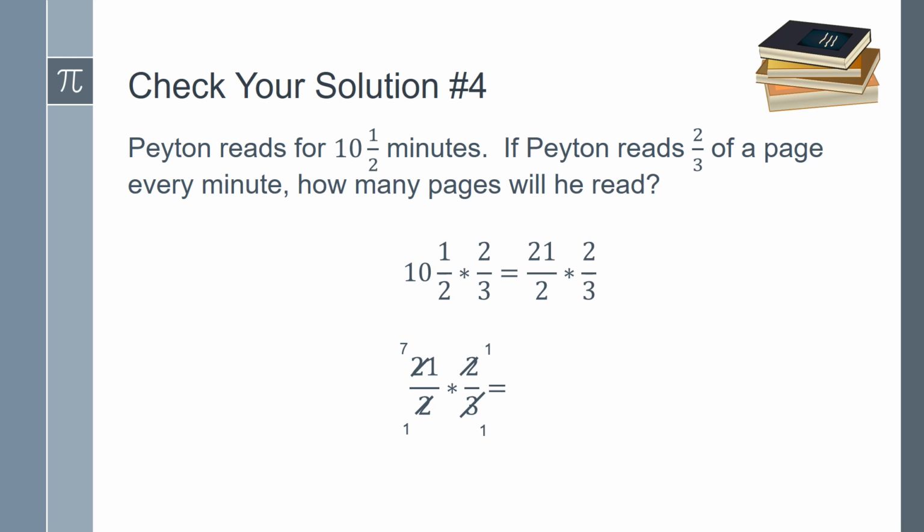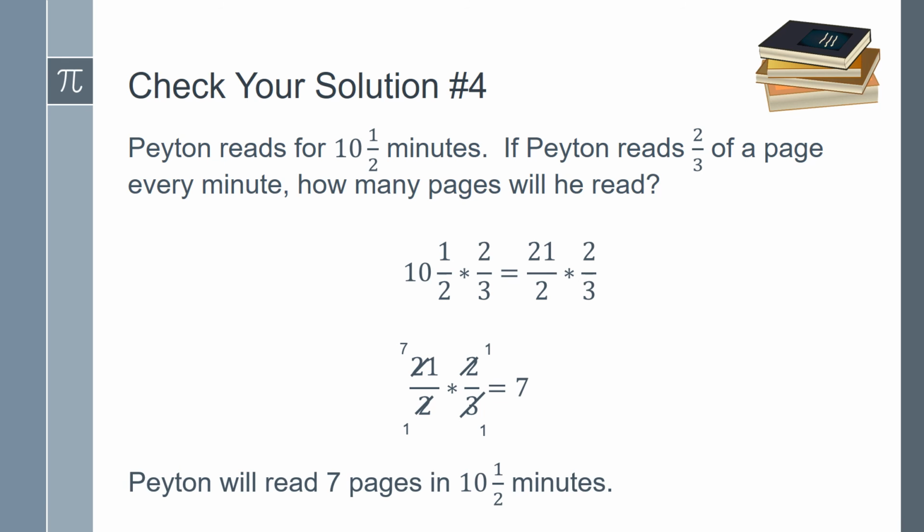Now multiplying straight across, we have 7 times 1 in the numerator, which is 7, and 1 times 1 in the denominator, which is 1. So it just disappears, and our answer is 7. Peyton will read 7 pages in 10.5 minutes.